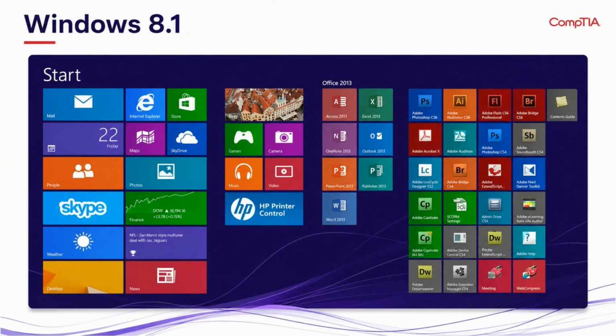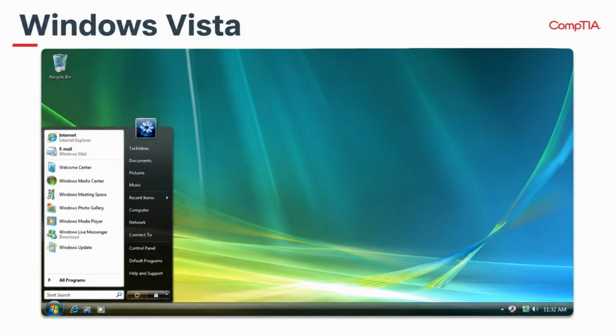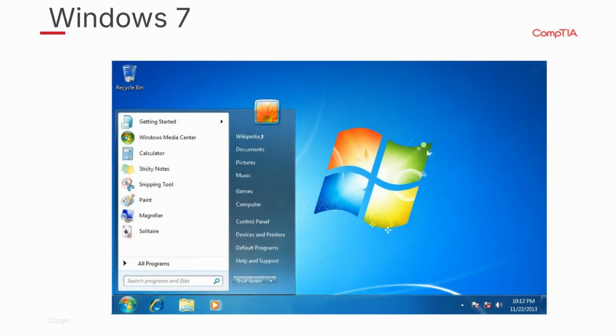Windows 8.1 introduced the tile-based Start screen, marking a major shift in how users interacted with the operating system at the time. Windows Vista introduced the Aeroglass visual style, bringing transparency and advanced graphical effects to the desktop environment. Finally, Windows 7 refined the visual elements of Vista, becoming one of the most widely used and stable versions of the Windows operating system.